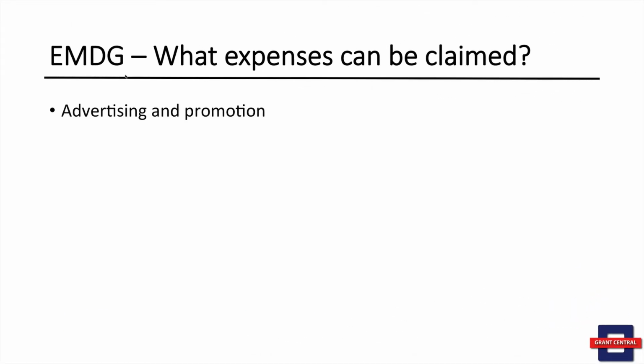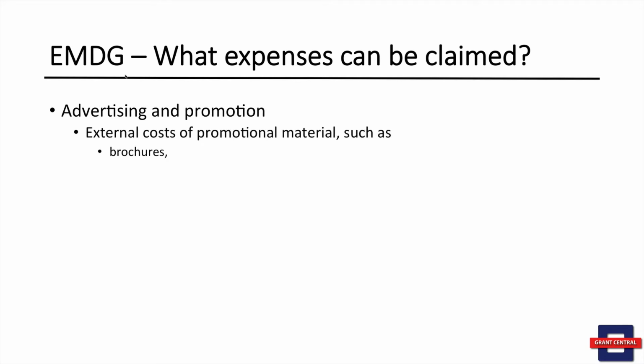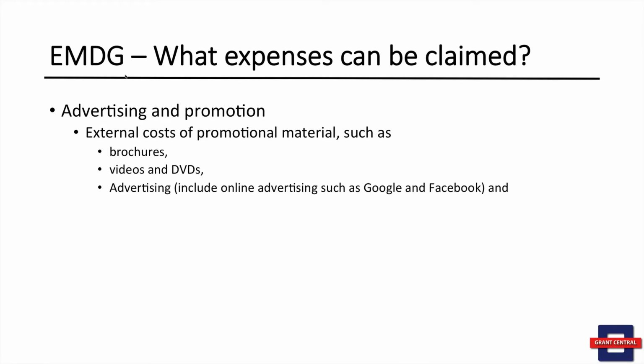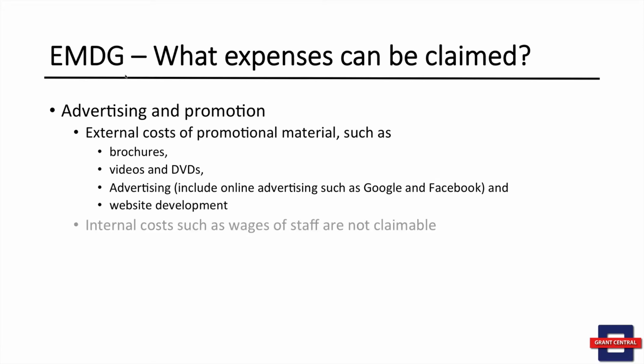In the advertising and promotion category, you can claim the external costs of promotional material, such as brochures, videos and DVDs. Advertising includes online advertising such as on Facebook and Google, and website development for international markets. You can't claim the internal costs such as wages of staff who are doing it.